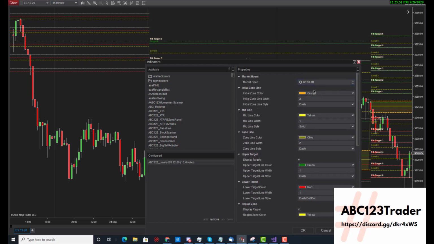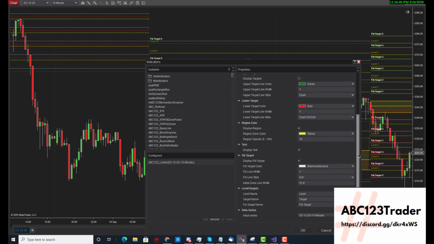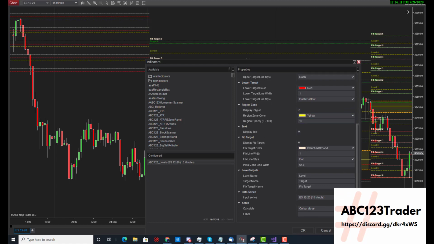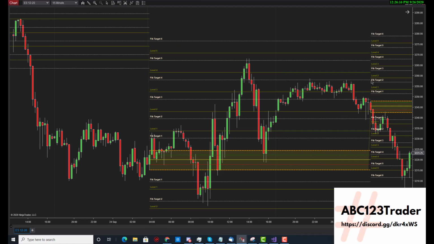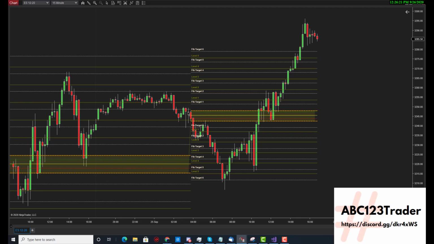And so, for example, let's say for designs, I'm going to go to 1 and solid here, and we'll keep that as 2. And let's say I don't want to see just the upper targets. I should say upper lower targets, and it'll keep the region, and I just want to see Fibonacci targets at level 1. So there's your Fibonacci targets at level 1. So it'll clean it up.